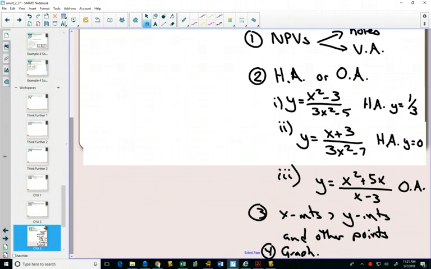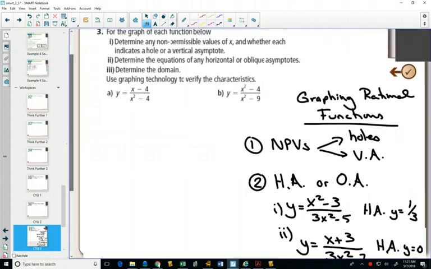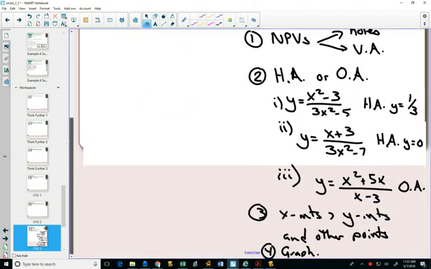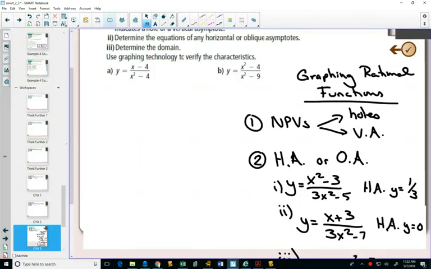And so every time in 2.3, the questions have said, you know, determine non-permissible values, find equations, determine domain. And it says use graphing calculators to verify these characteristics. What we've been doing all along is we've been graphing them, because that's what this unit is about. And when we get to section 2.4, it's going to be a review. We're going to graph more. So 2.3 and 2.4 is all about graphing. So let's look at the examples that we have here.